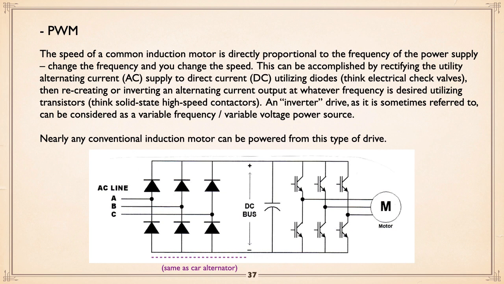So we rectify AC to DC, then we invert it, which means we flip it back to AC by the way we pulse the DC power. And we'll see that in a minute. By pulsing it, basically we can control what the motor sees. It can be considered a variable frequency, variable voltage output or power source. Nearly any conventional induction motor can be powered from this type of drive. Not all applications are recommended, but basically the motor's quite happy with the different frequency and voltage that it sees.